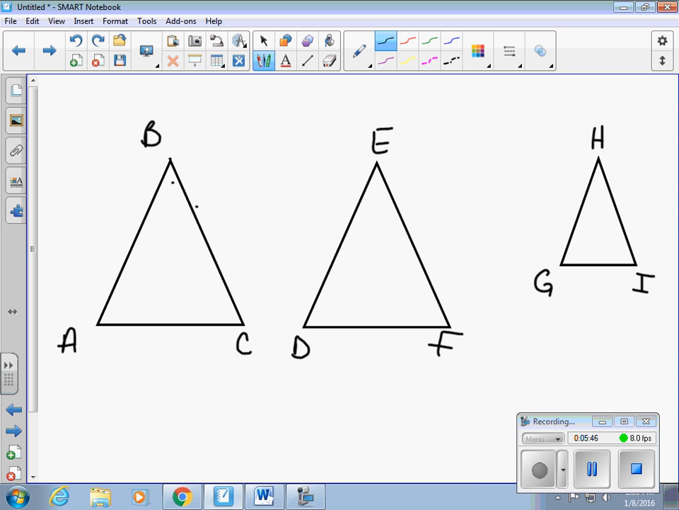I have 3 triangles up there. Does everybody agree with that? Okay. 2 of them are congruent triangles. Which 2 do you think are congruent? ABC and DEF. Which ones do you think are similar, meaning the same shape but maybe a different size? Okay, so ABC and GHI are similar, and also DEF and GHI are similar. Does everybody see the difference between congruent and similar?